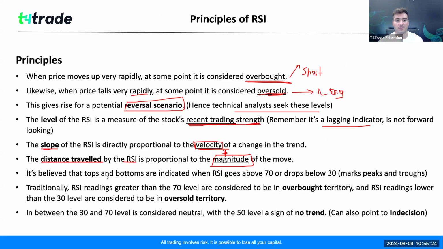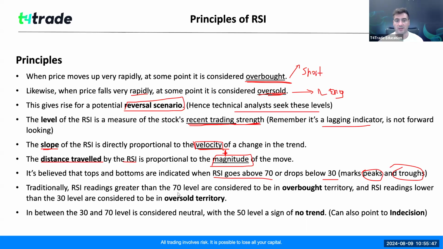Okay, so it's believed that tops and bottoms are indicated when the RSI goes above 70 and below 30, which is another way of conceptualizing that the market has moved and reached peaks and troughs in this kind of example. Above 70, this is going to be a peak. Below 30 is a trough.